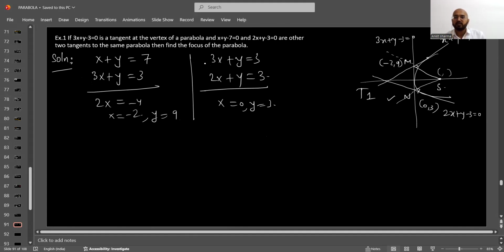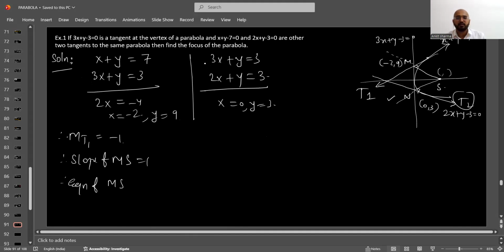So this is my tangent 1, where I've taken x plus y minus 7, and tangent 2 is this one. So the slope of tangent 1 is basically what? Minus 1. Therefore, the slope of MS would be 1. So the equation of MS: I found the point M, which is minus 2 comma 9, and the slope is this. So I get the equation of MS, which is y minus 9 is equal to x plus 2.